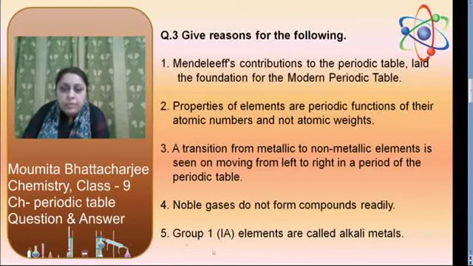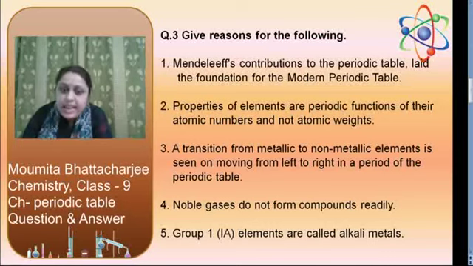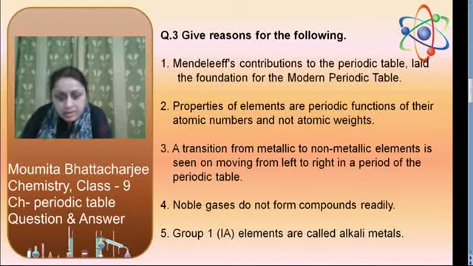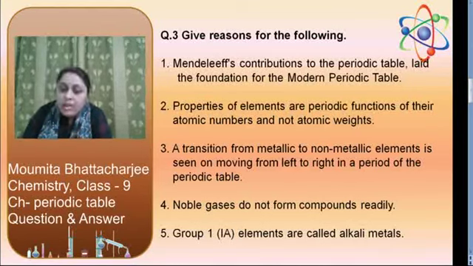Next one, group 1 elements are called alkali metals. Why? Because group 1 elements like sodium, potassium, when they react with oxygen, form the metallic oxide. All these metallic oxides when dissolved in water, we can get alkali. That's why they are known as alkali metals.